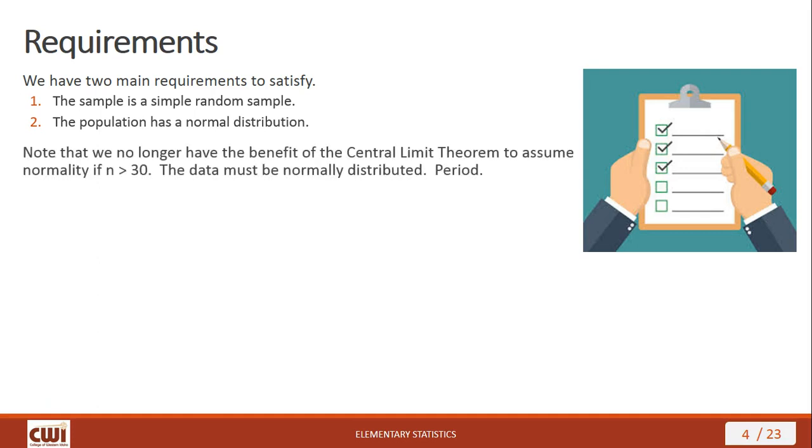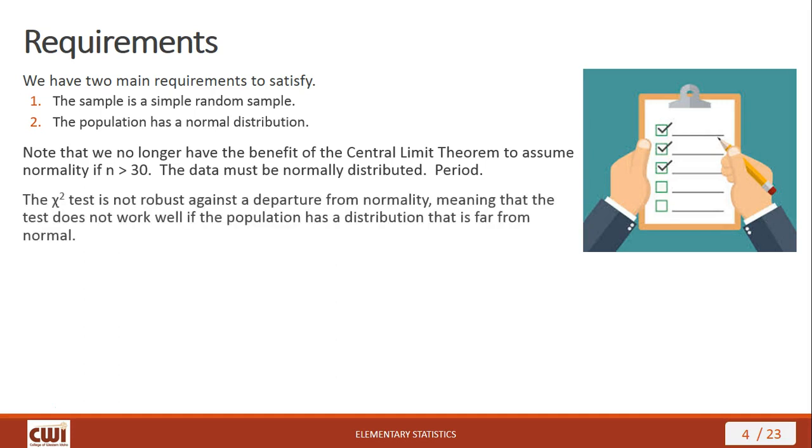That means we can't be using the central limit theorem in order to use the normal distribution as an approximation for the real distribution that we have. The data must be normally distributed. There's no way around this. If it's not normally distributed, then the methodology that we're going to use here is not going to be applicable.